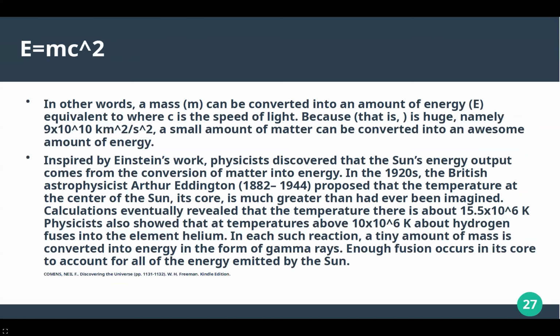In the 1920s, the British astrophysicist Arthur Eddington proposed that the temperature at the center of the sun, its core, is much greater than had ever been imagined. Calculations eventually revealed that the temperature there is about 15.5 times 10 to the 6 Kelvin, or 15 million Kelvin. Physicists also showed that at temperatures above 10 times 10 to the 6, or 10 million Kelvin, hydrogen fuses into the element helium. In each such reaction, a tiny amount of mass is converted into energy in the form of gamma rays. Enough fusion occurs in its core to account for all of the energy emitted by the sun.